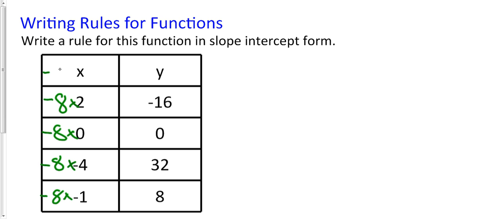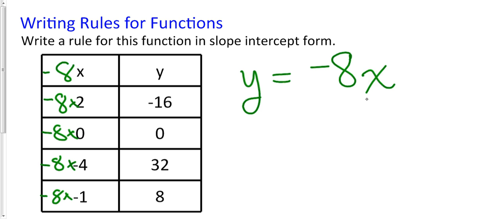So I see here I'm multiplying anything in my x column by -8 to get my y value. So my rule is going to be y is equal to -8 times x. Again, if this was a line, my slope would be -8, and my y-intercept would be 0.